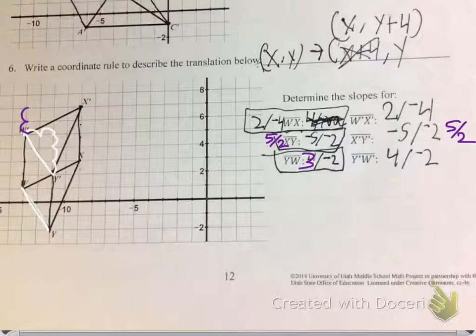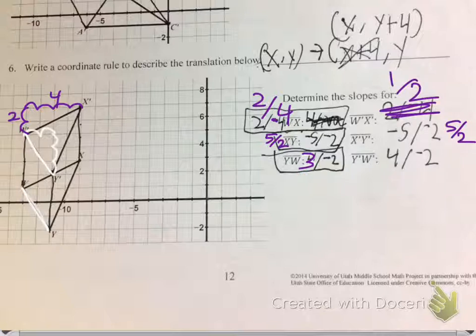So rise 2, wait, run 4. So is it 2/-4? No. So it's just 2/4. Can you simplify it though? Simplify it to 1/2. 1/2, right? Yeah. Okay, last thing to look at, you guys.